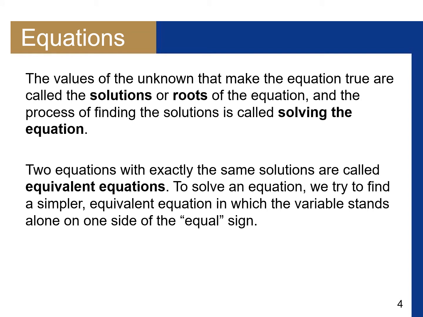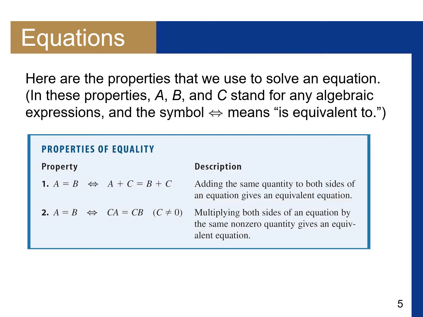Okay, so the unknown values that make the equation true are called the solutions or the roots, and we're going to be solving the equations. Two equations that have the same solutions are called equivalent equations. Some things that help us to solve equations is that we can add the same thing to both sides of an equation and it doesn't change the value. And we can multiply both sides of the equation and it doesn't change the fact that they're equal.